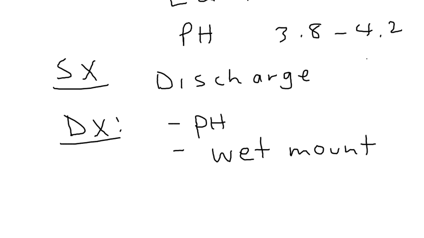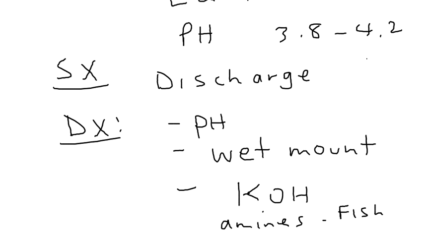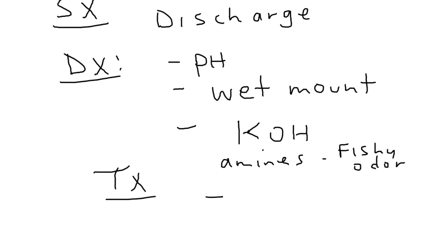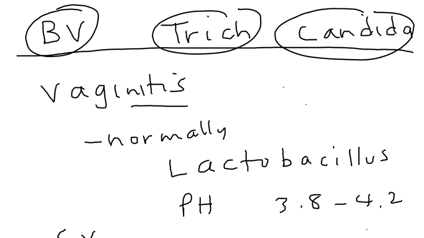And then there's one other test that they do. You can also apply potassium hydroxide to the wet mount, and that can emit an odor, because sometimes a case of vaginitis can produce amines, and those amines emit a characteristic fishy odor, and that can also help distinguish. And the treatment, of course, is based on what type of vaginitis it is. So let's get started with each of these one by one.